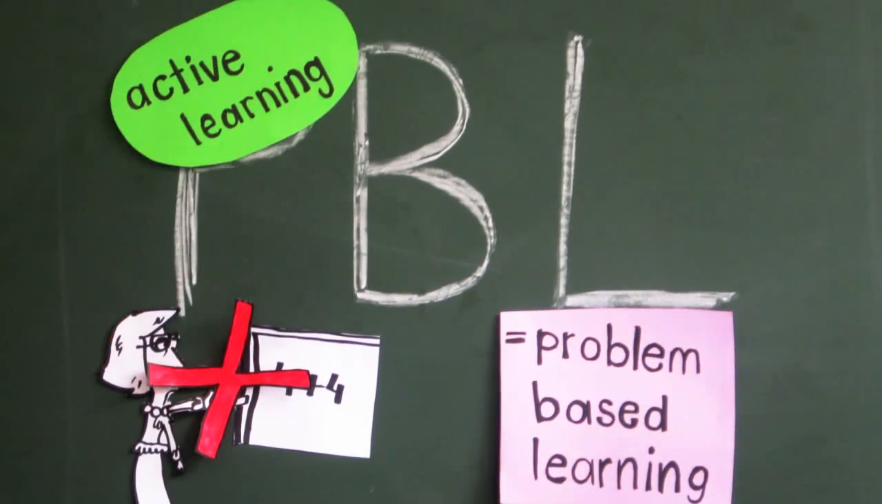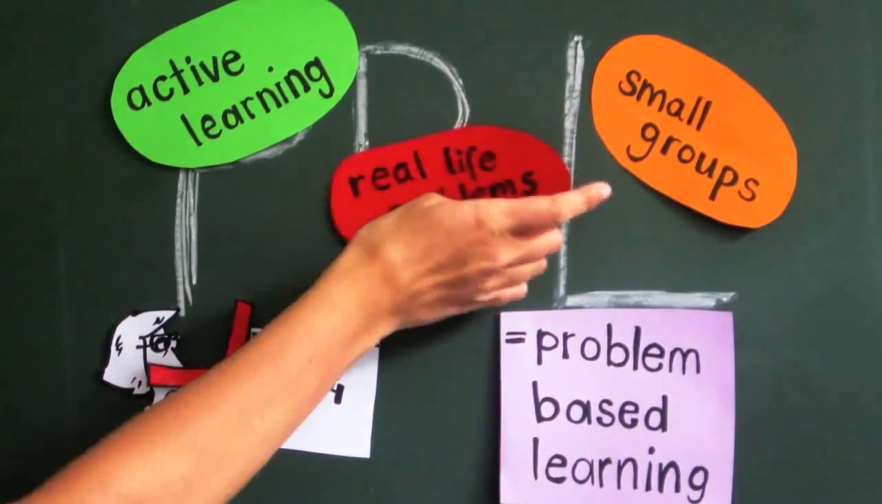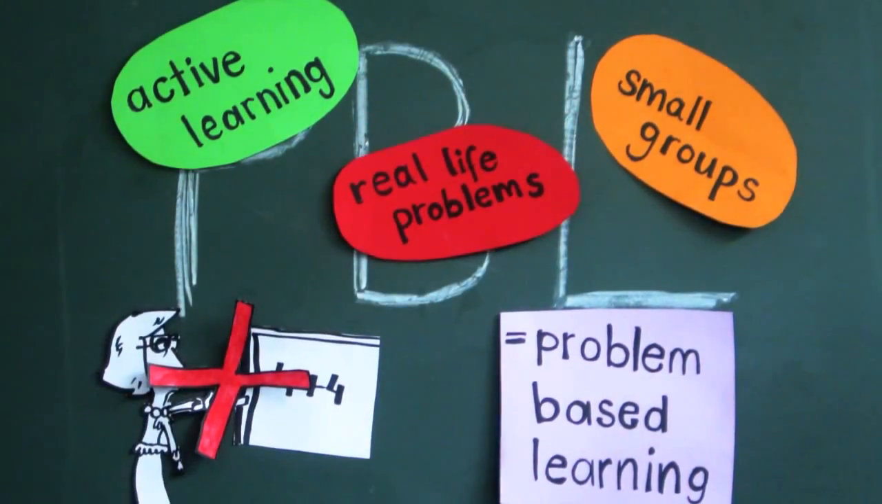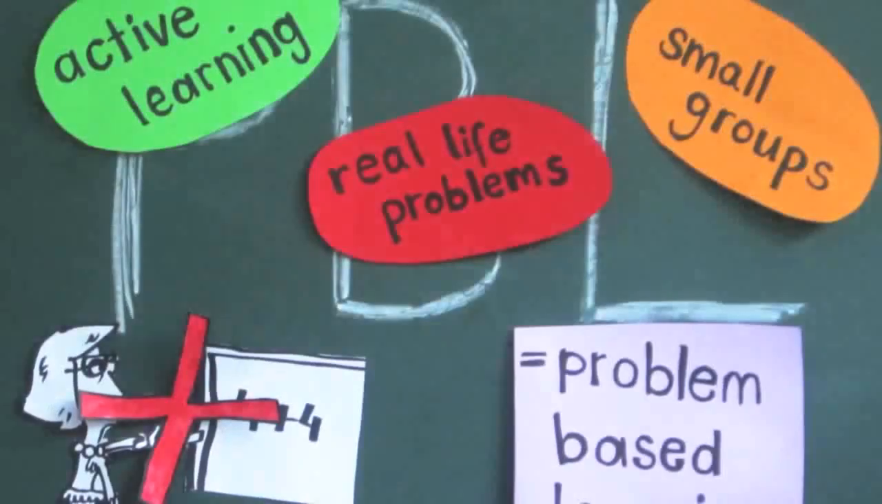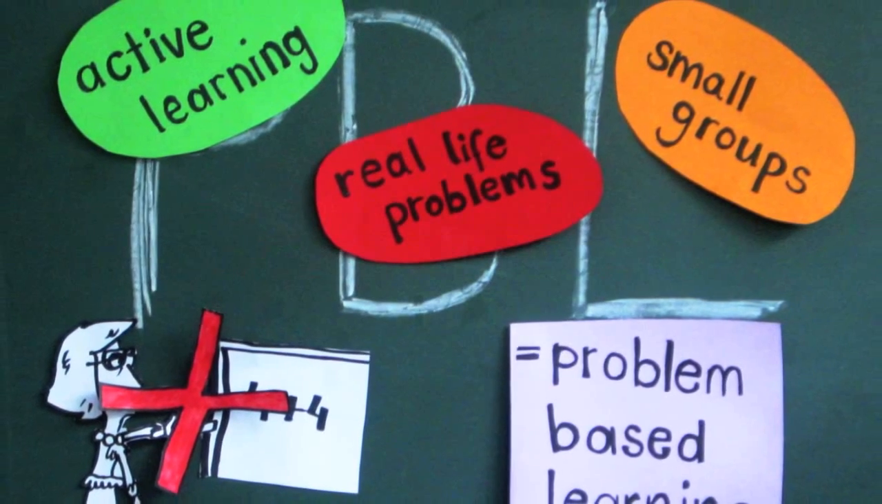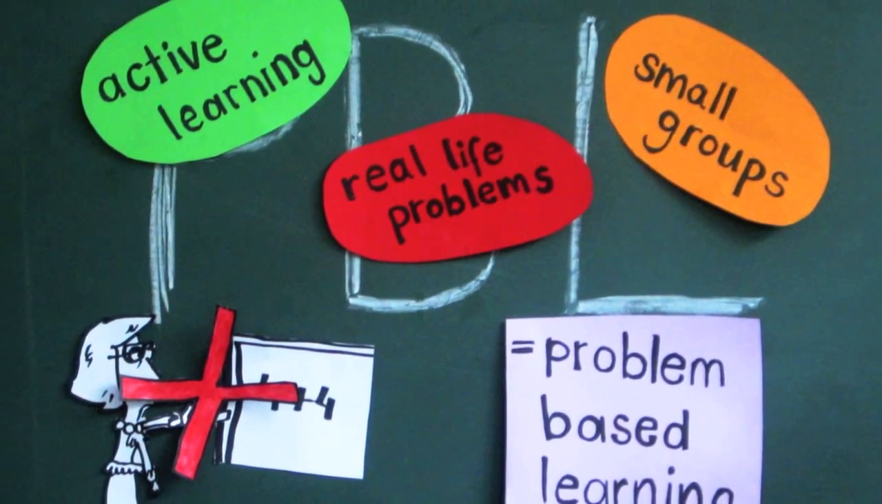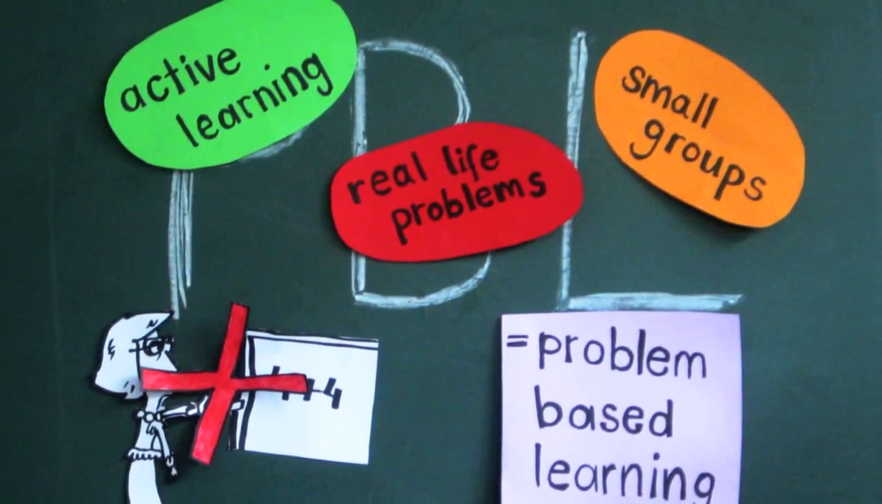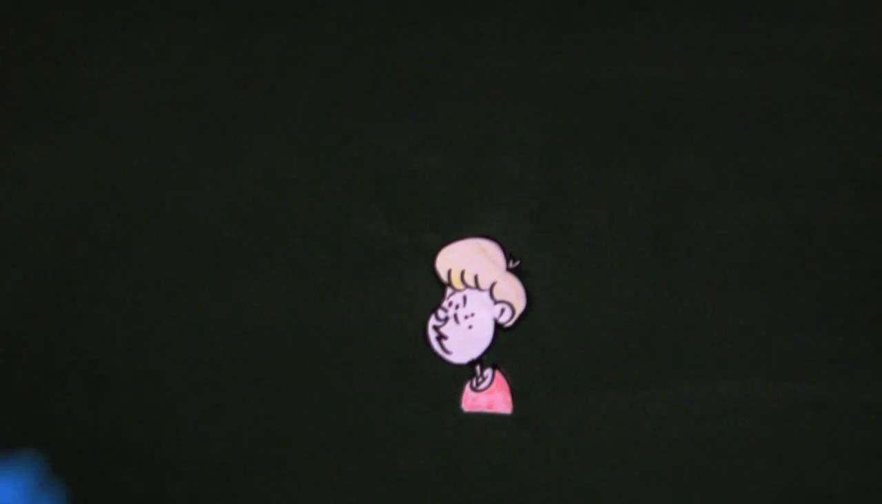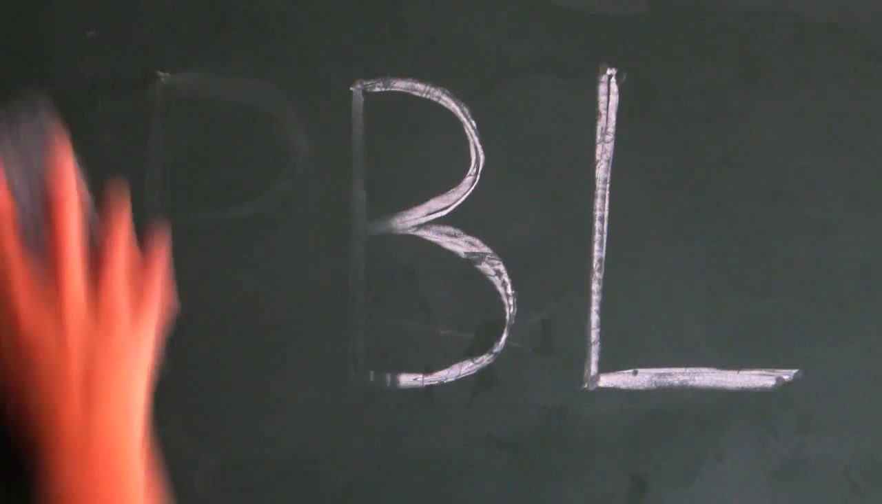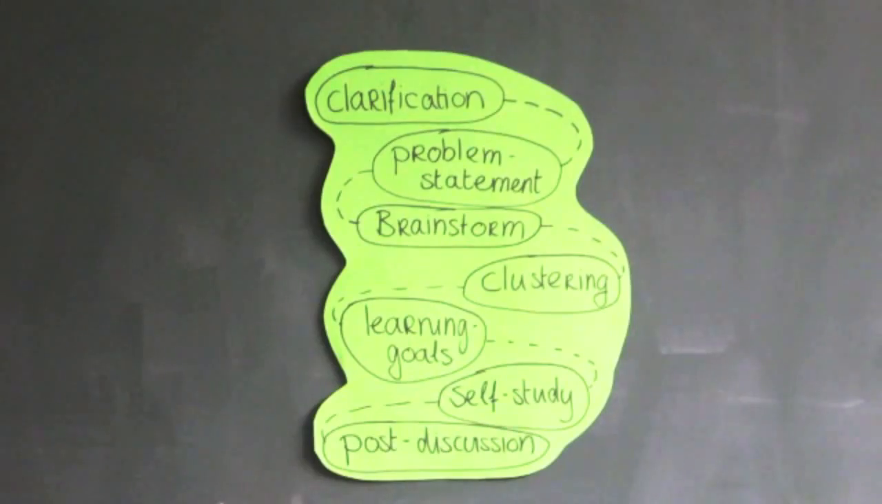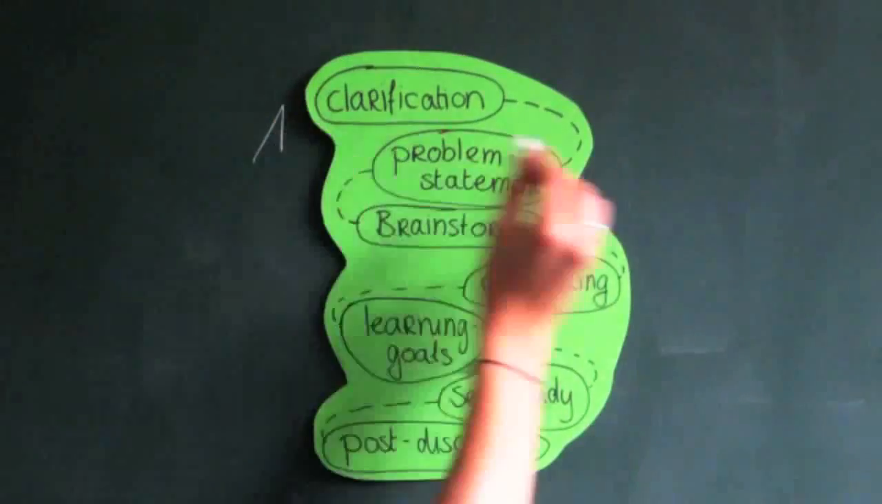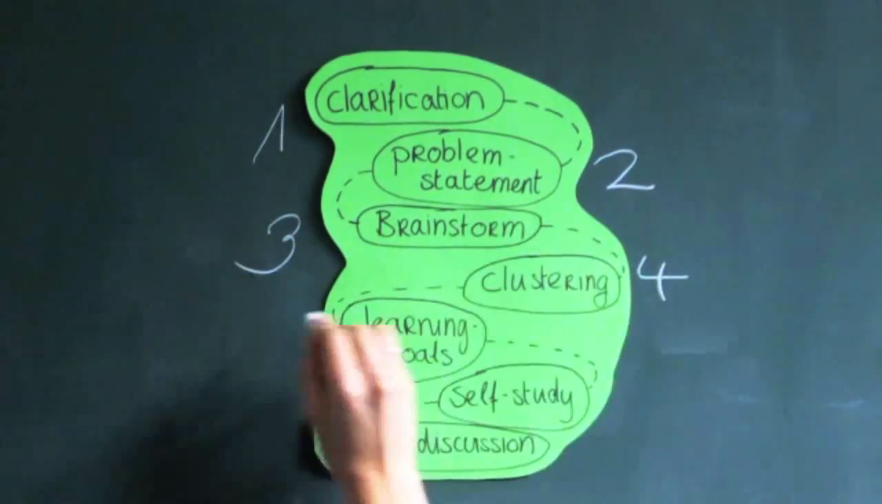PBL is characterized by active learning in small groups where an interesting real-life problem stands in the center of the learning process. This all happens in a tutorial group made up of 8 to 10 students. To organize the group process, we are using the 7 jump. 7 jump? What's that? The 7 jump includes 7 steps which are used to create structure in the learning process.